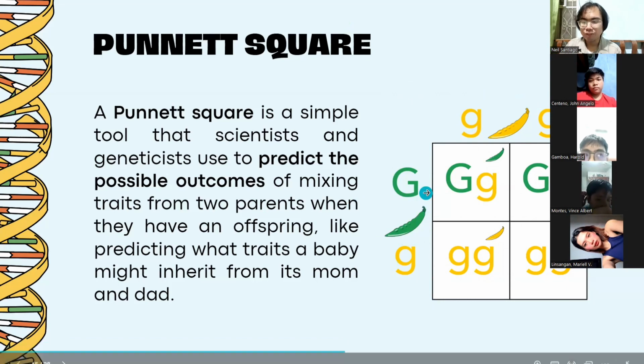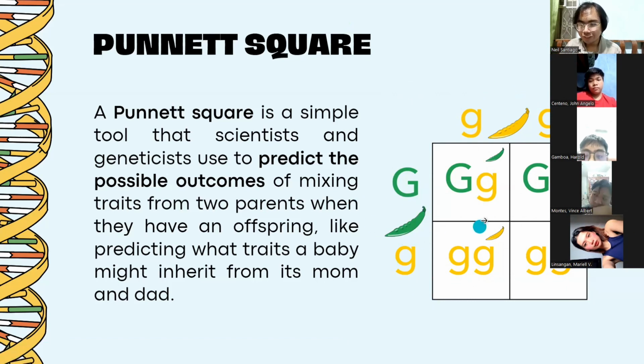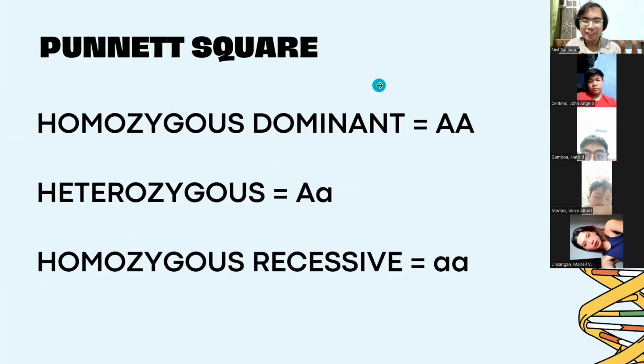You can see on the right-hand side of your screen an example of a Punnett square. This one is an example for pea plants. Here you can see the possible color of the offspring of a green pea plant and a yellow pea plant. But let's try a much more understandable explanation. But before that, let's familiarize ourselves with some terms.